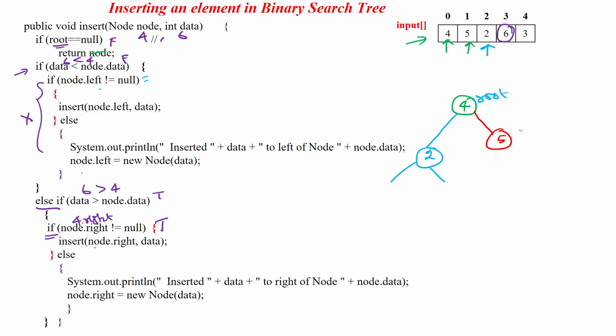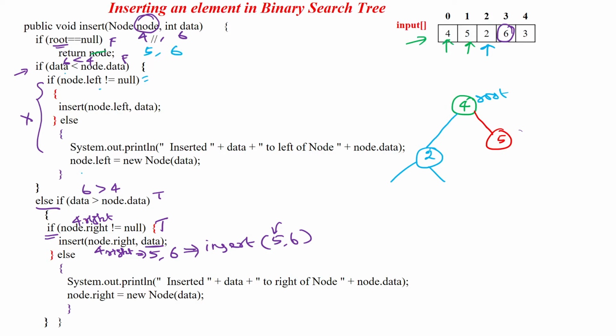What is the node dot right? 4 dot right is now 5. So here we are passing 5 comma the data, which is 6. We are calling the recursive call insert of 5 comma 6. So 5 is going to be the root node here, and 6 is the data. In the recursive call, 5 is the node and 6 is the data.